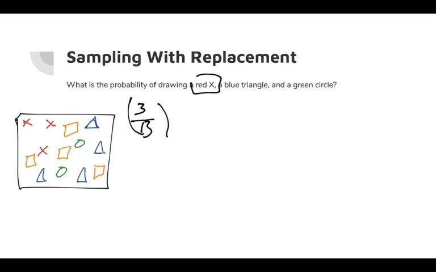Okay, so then the next thing, to draw a blue triangle. Well, I still have 13 things in there, and that's the important part of this. I put the red X back, so I still have 13 things in there. So now what's my chance of getting a blue triangle? Well, there are 4 blue triangles, so I have 4 out of 13 chances. And then I put the blue triangle back. And then I look again and say, okay, green circle. Well, I still have 13 options, 2 out of 13 chances to draw my object out of there.